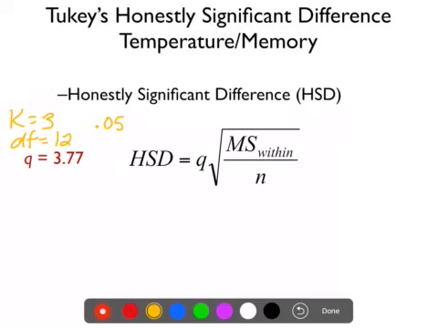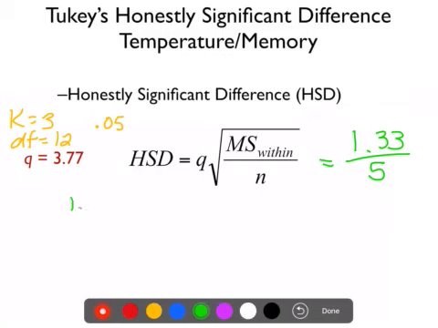And so let's calculate the math. We already know that our mean squared within that we calculated previously is equal to 1.33, and our n from before is 5. Now, this is little n, and this is why Tukey has to be done with equal groups, because otherwise, which little n are you going to use? So the little n has to be the same in all 3 groups for this to work, okay?